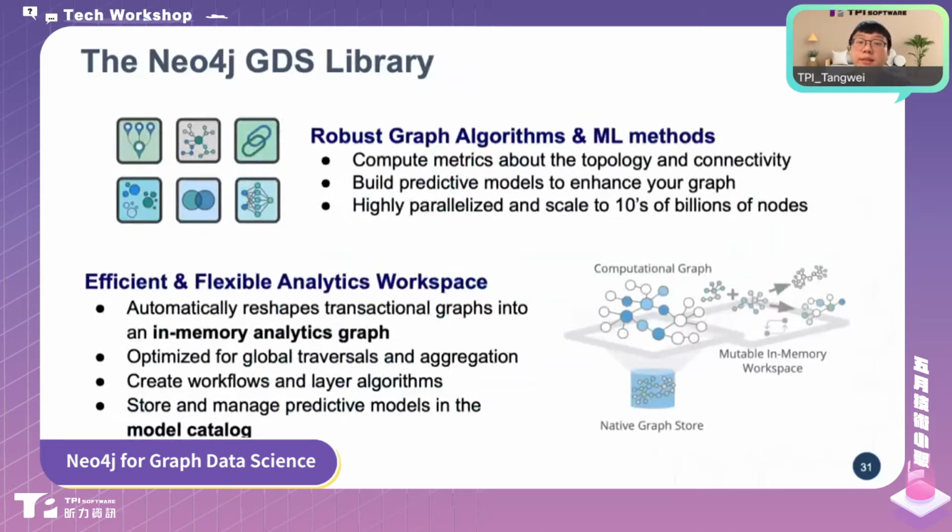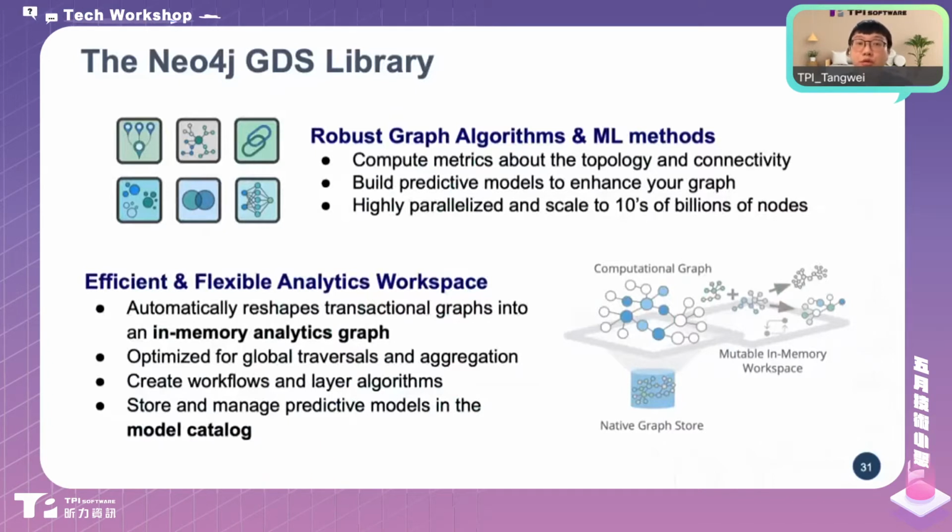And the GDS library is a plugin of Neo4j. So you need to install Neo4j, and then you can install the graph data science library. And there are really two parts to the GDS library. First, the graph algorithms. That's kind of what people think of when they think of graph data science. So I want to do community detection. I want to do centrality. I want to do link prediction. What the graph data science library lets you do is run these algorithms at scale.